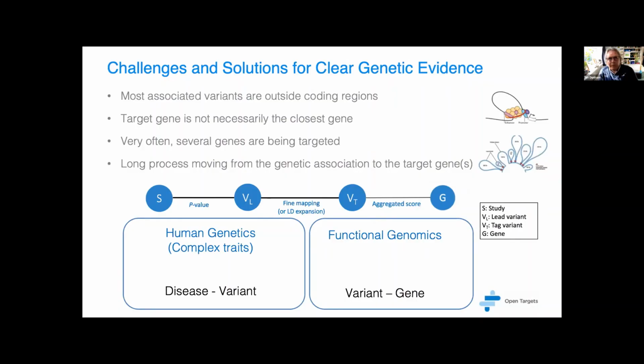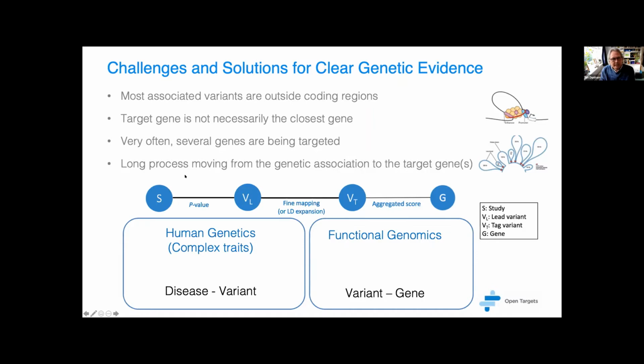But there's a fundamental problem here in that when you look at the variants that underlie GWAS associations, most of them are outside of the coding regions of genes. So they're not protein coding changes, and you can't directly attribute them to the nearest gene of interest. So there's a problem about how you link the variant that you pick up the association with in the first place to the gene that's being involved.